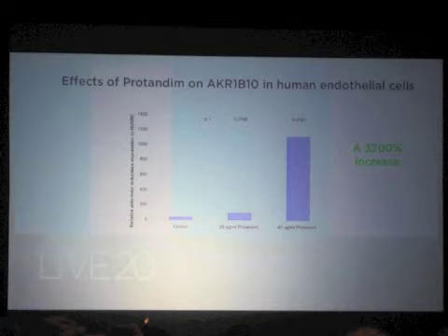What does Protandim do to this gene? The one on the left is the control. And here you see two concentrations, a very low and a higher concentration of Protandim. A 3,200%, 32-fold increase in the production of this gene product. And this is a good one. The more of this you have, the more protected you are, right?